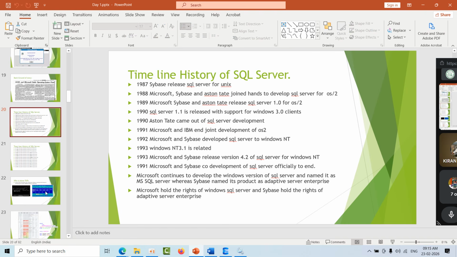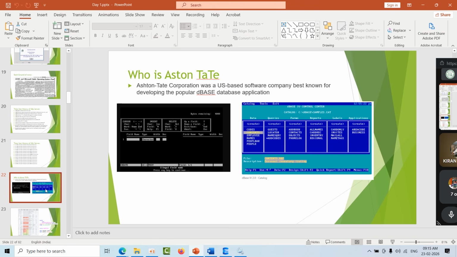Now if you see here, this is the database software from the Ashton-Tate company, which is called dBase, but it was later acquired by someone. It got outdated. I mean to say, it was not adapted to the latest market trends and it faded.